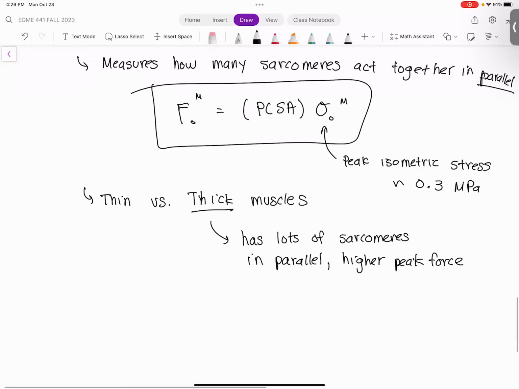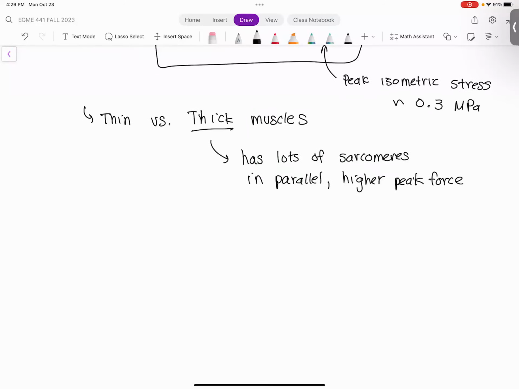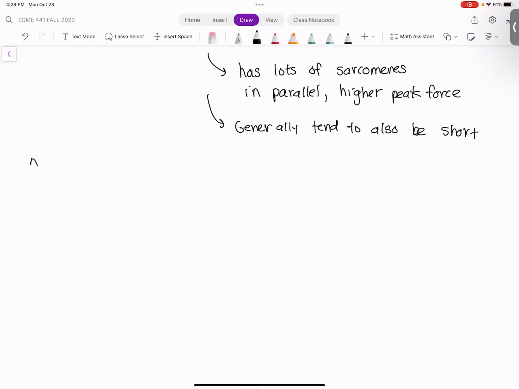Generally, and this is not true everywhere, what you'll see in your body is that your muscles that are longer tend to be thinner, and your muscles that are shorter tend to be thicker. So either long and thin, or short and thick. Which is not always true, but that's the general trend. The reason I mention that is it makes drawing the curves easier, or makes them stand out a bit more.